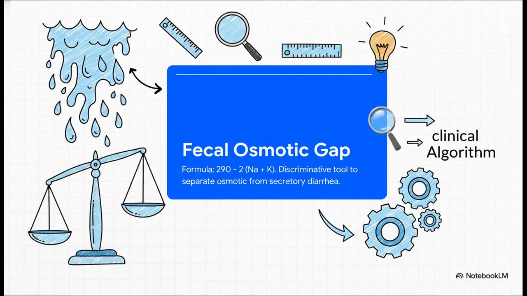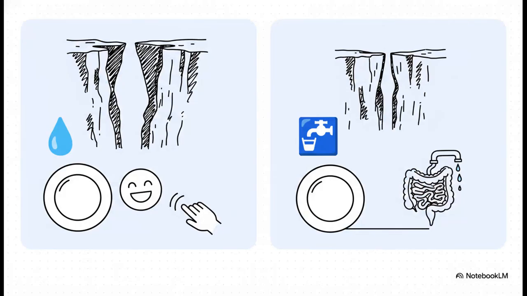Our source material points out a great clinical pearl here. This is a highly discriminative yet vastly underused tool. Honestly, it's the absolute best way to separate osmotic diarrhea from secretory diarrhea. And this brilliantly illustrates exactly how to use that gap. Let's compare them side by side.